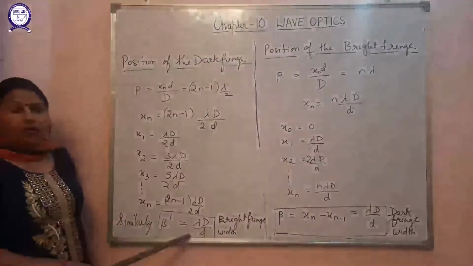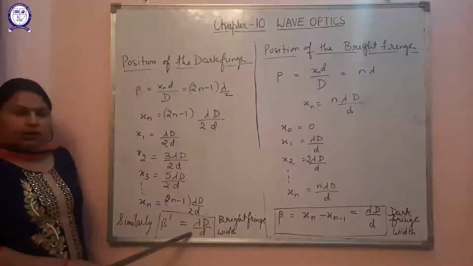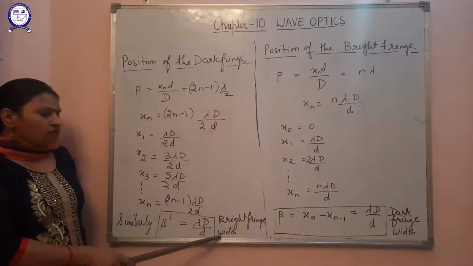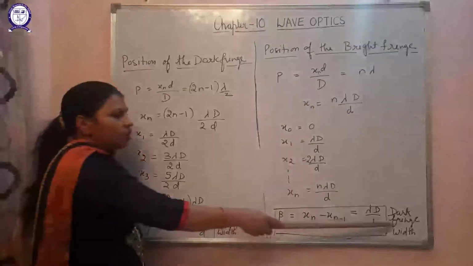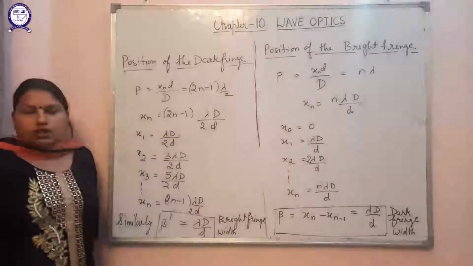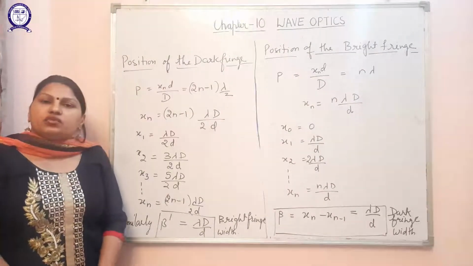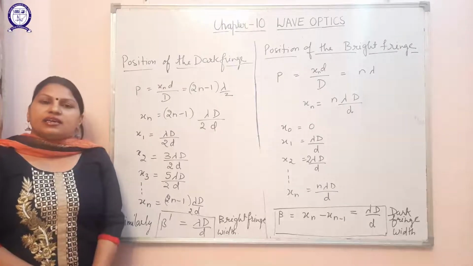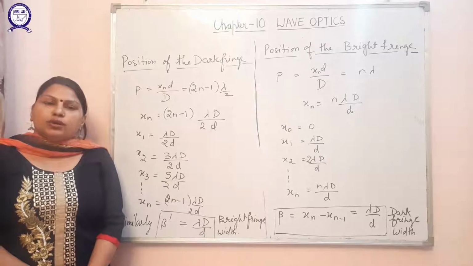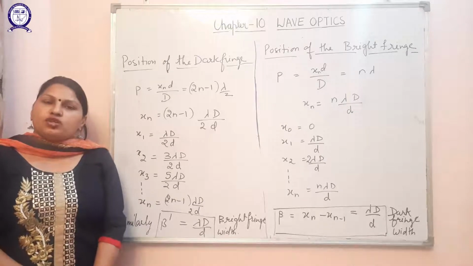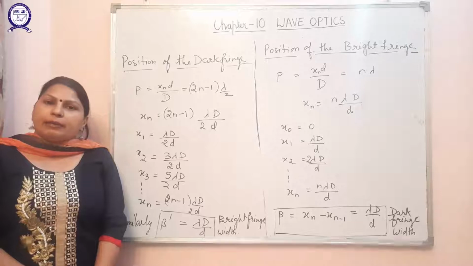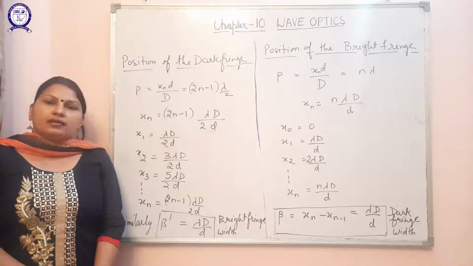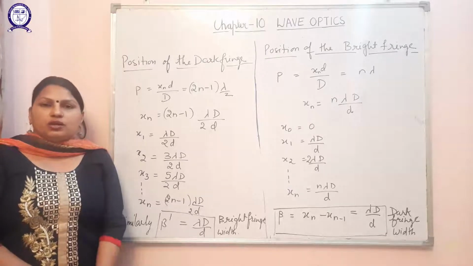What we get again is beta dash equal to lambda D by d. So from two consecutive dark fringes, we get the fringe width of the bright fringe, and here we have the fringe width of the dark fringe. This is how we calculate the fringe width for the dark as well as the bright fringe. In Young's double slit experiment, the fringe width is constant, for both bright and dark fringes, and is lambda capital D by d, where lambda is the wavelength, capital D is the distance between the screen and the slits, and small d is the distance between the two slits.